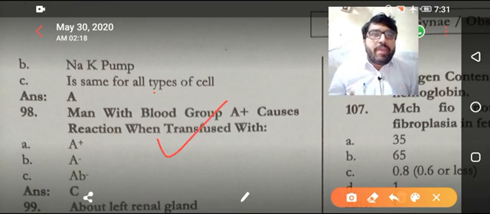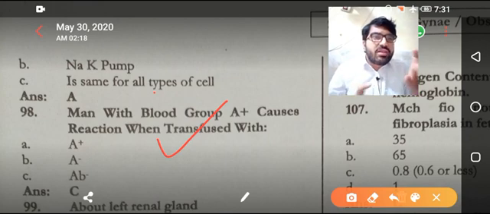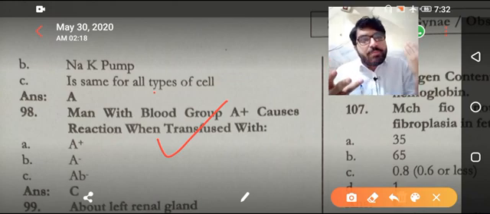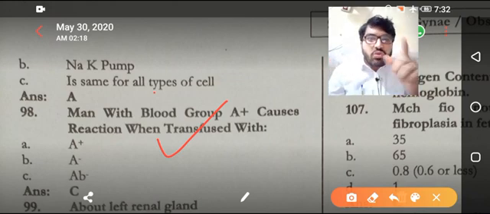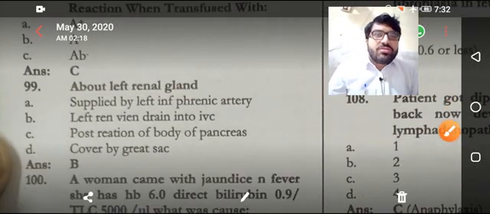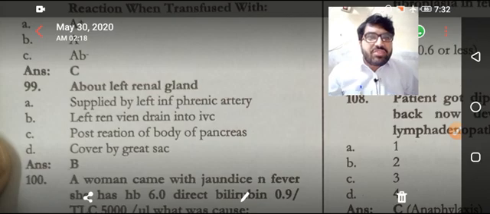a man with A blood group, A positive, causes reaction when transfused with. So, a clear cut MCQ, and there is a video regarding blood transfusion reaction on my YouTube page. You can watch it from there. Universal donor of RBC, universal donor of plasma, universal recipient of RBC, universal recipient of plasma. You can watch it from there. Here the right option is option C, about the left renal gland, that is the correct answer. Left renal vein drains into the inferior vena cava.